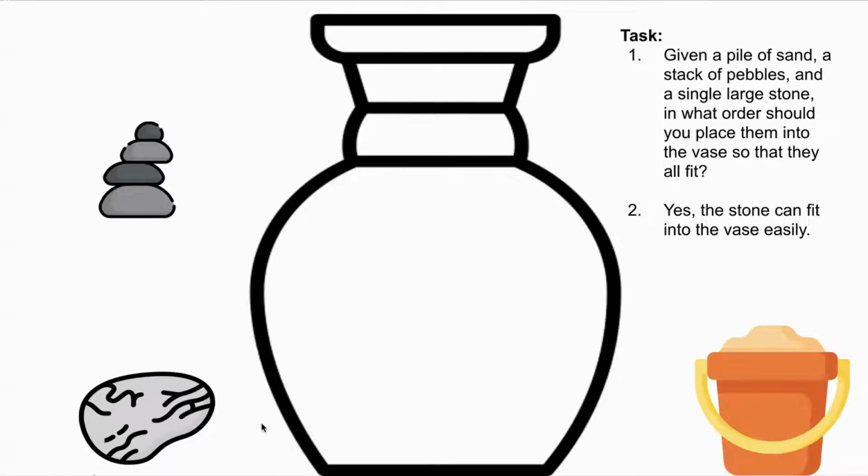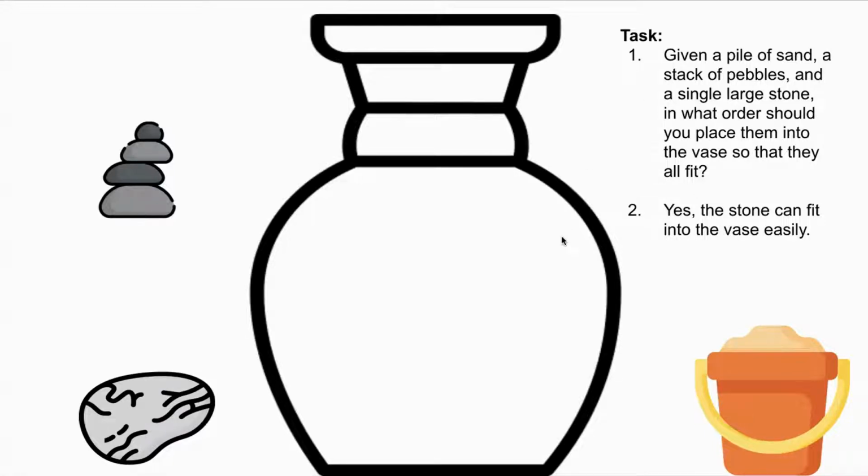Can you type in the group chat? What would you put in for everything to fit in? Dan said stone, pebbles, sand. The bigger rock, pebbles, then the sand. Sand, stone, and pebbles. Okay. So there are different ways to do that, right?